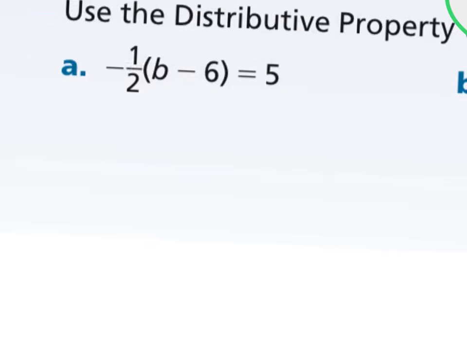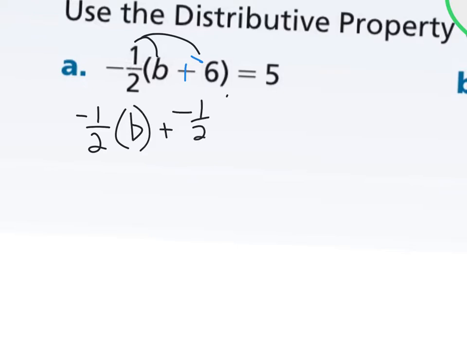One thing before we distribute here, if we want to, we could do what? Add the opposite. Good. Inside the parentheses, they're subtracting, so if you want to add the opposite there, you can. It may make things a little easier for us to see. All right, so we're going to distribute: negative 1/2 times b plus negative 1/2 times negative 6. Make sure you distribute to both of those. The 5 is on the other side of the equation, so it does not get distributed to here.